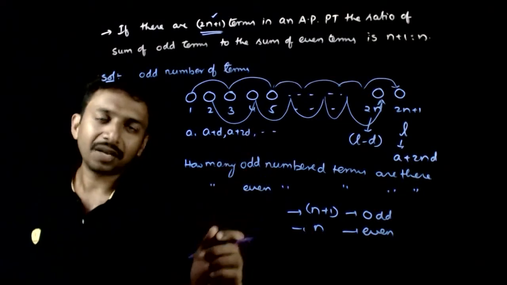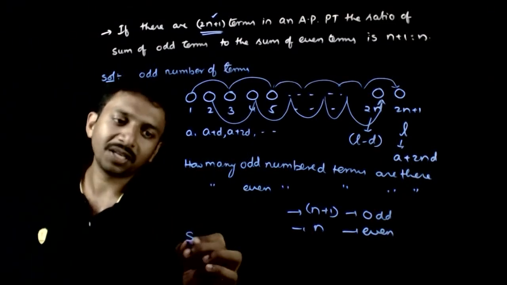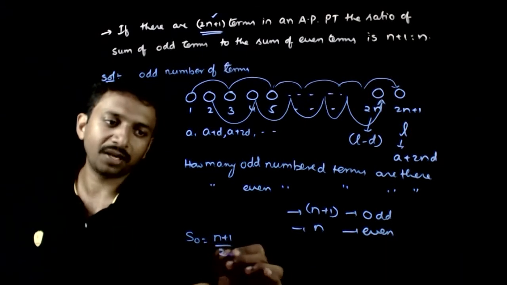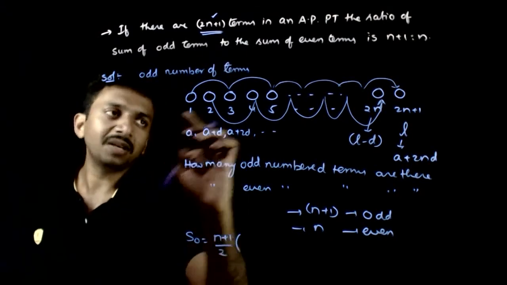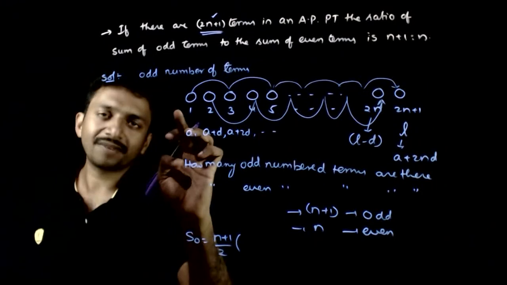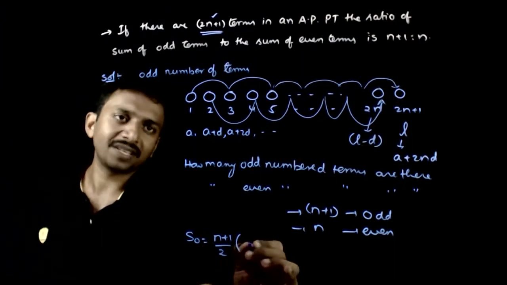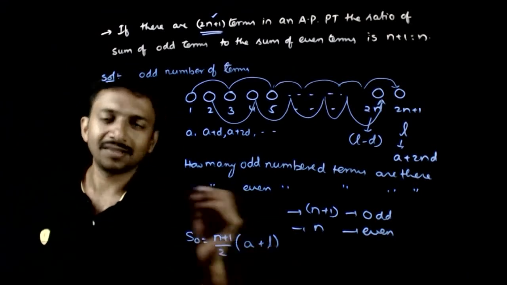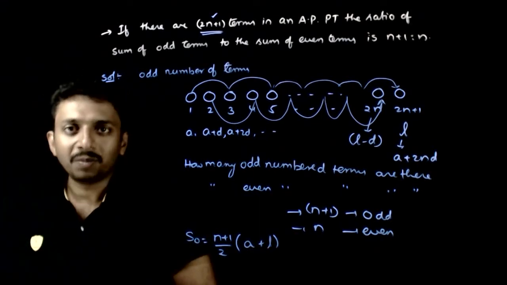See? So now, what is the sum of odd numbered terms? The sum of odd numbered terms is equal to the number of terms, n plus 1, by 2 into first term plus last term. First term plus last term. So first term is A, last term is L. This is the sum of odd numbered terms.